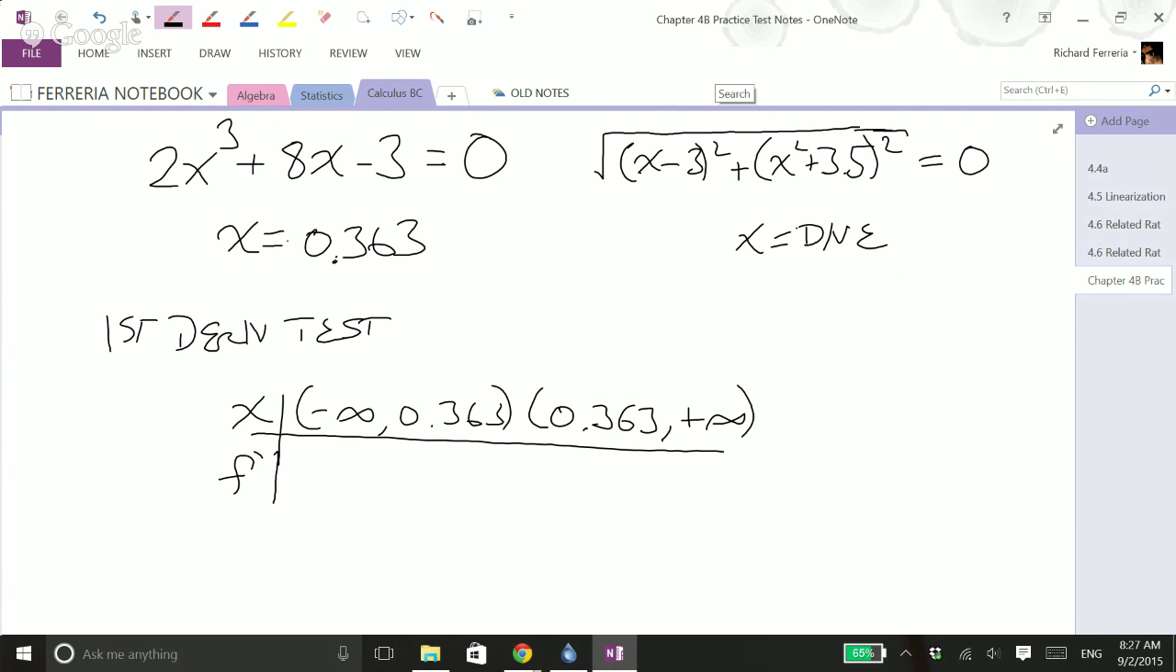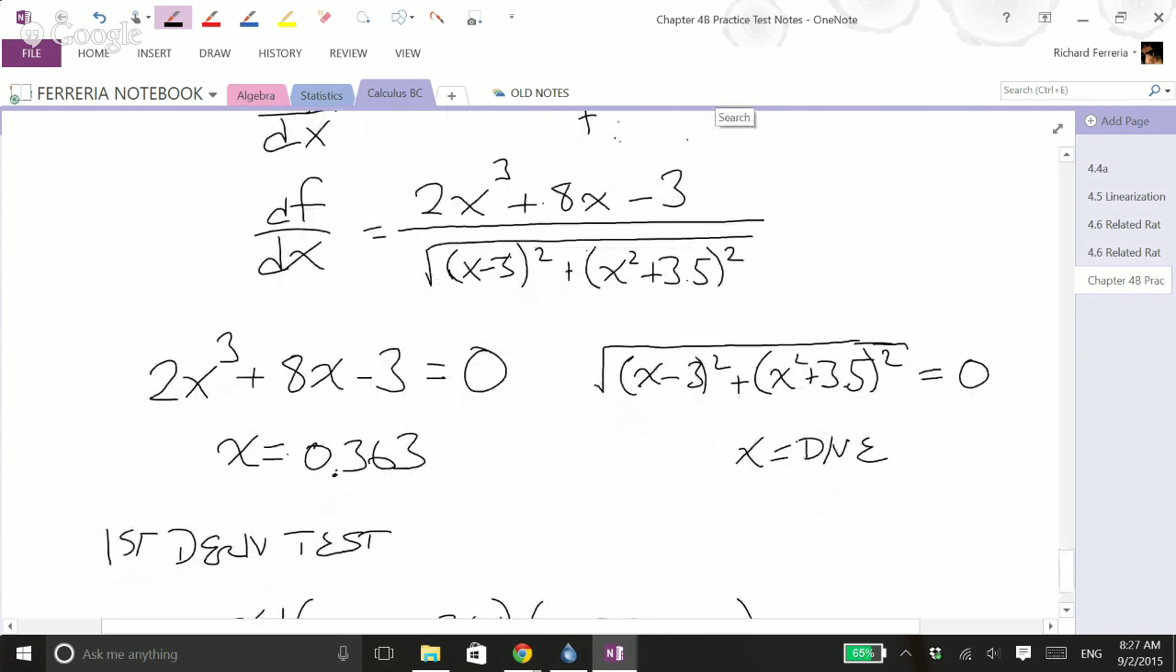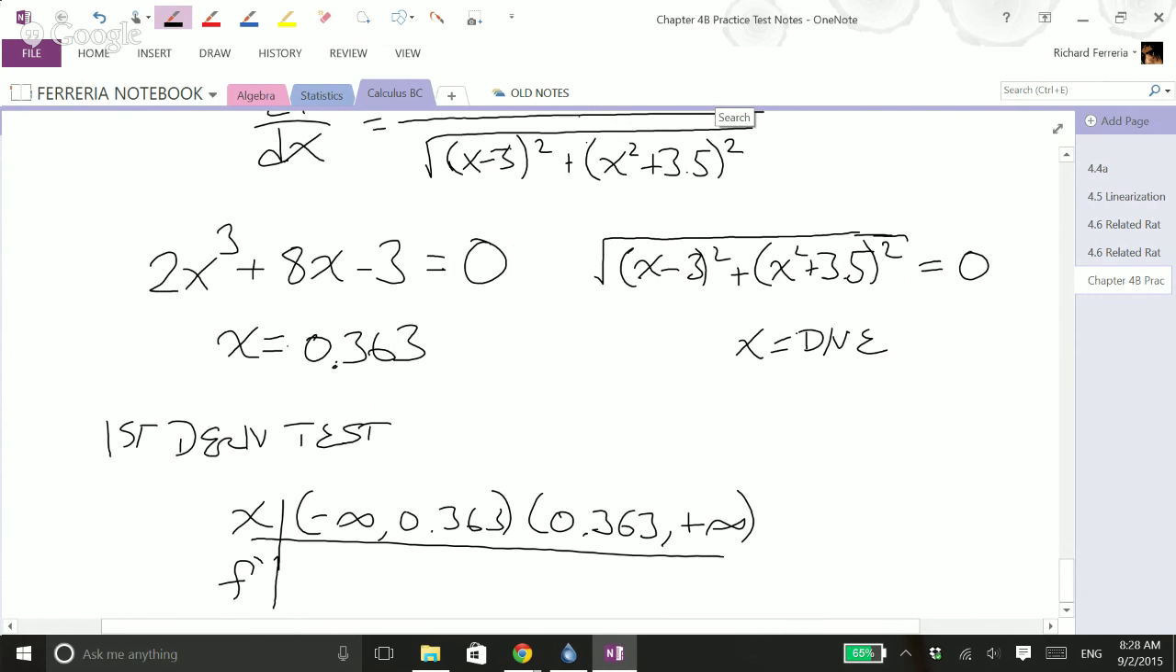Okay, so a number between negative infinity and 0.363. I think 0 works nicely, right? If I substitute 0, I get 0, 0, negative. My denominator is a square root, so my denominator should always be positive. So that indicates to me that we have a negative there.